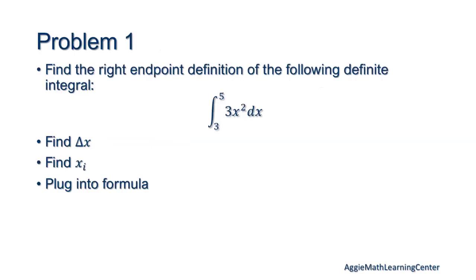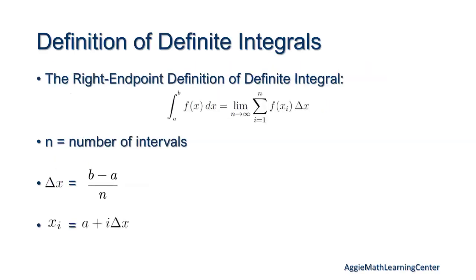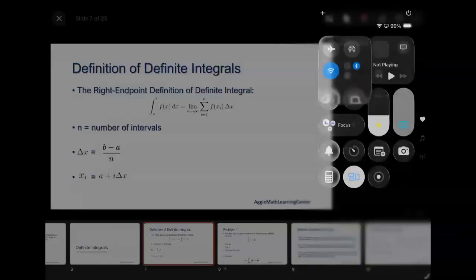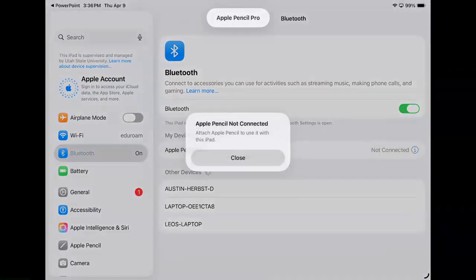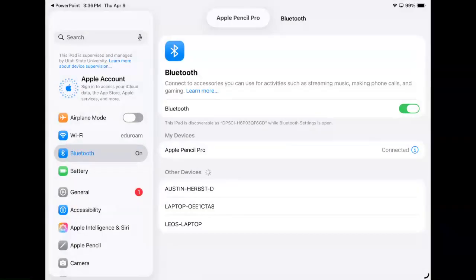So to find our delta x, oh, why is it not writing? Oh no. Is that pencil connected? Might not be. Give us a second, try to connect this. Okay, now it's connected.